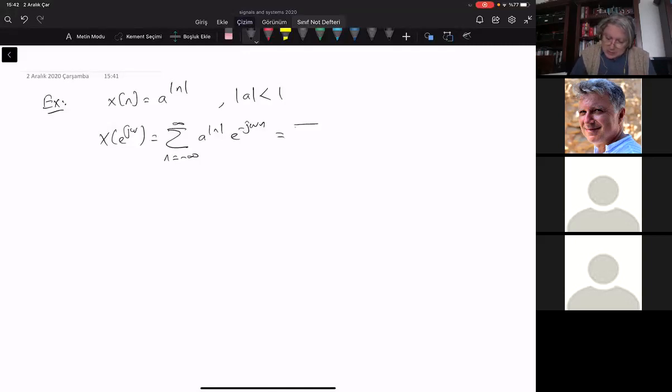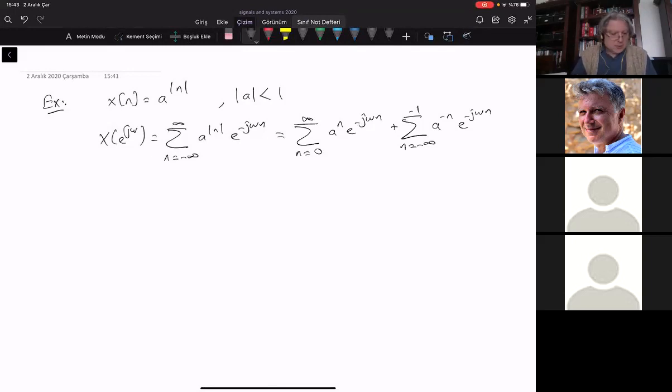So the summation I split into two parts. One of them is for the positive part, let's say, from zero to infinity, then it becomes a to the n, because for positive n, the absolute value of n is equal to n, e to the minus j omega n, plus all the others, the negatives, from minus infinity up to minus one. Let's not do it up until zero, because then we would be including the n equal to zero term twice in both of the summations. We have to include it in one of the summations. If n is negative, the absolute value of n is minus n. So a to the minus n, e to the minus j omega n.